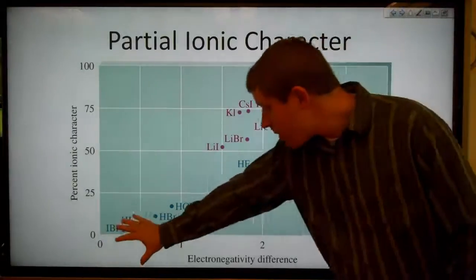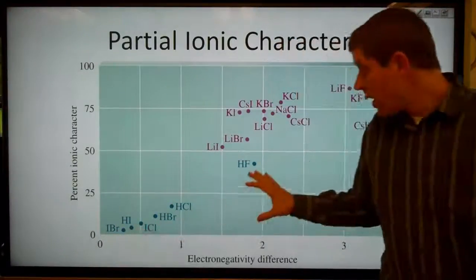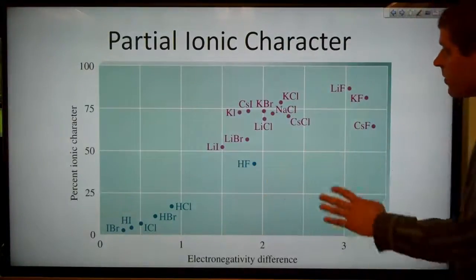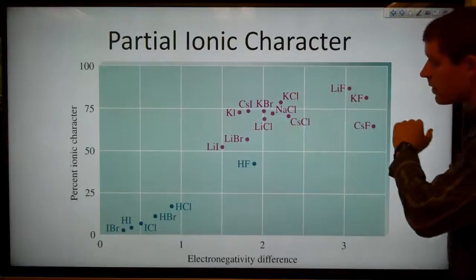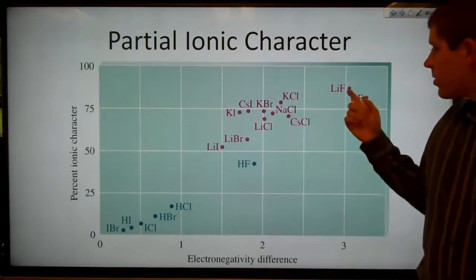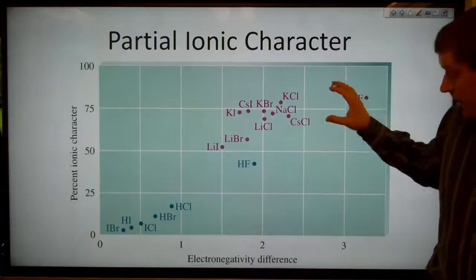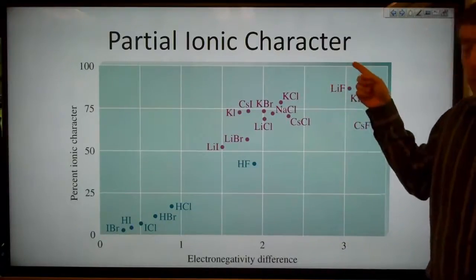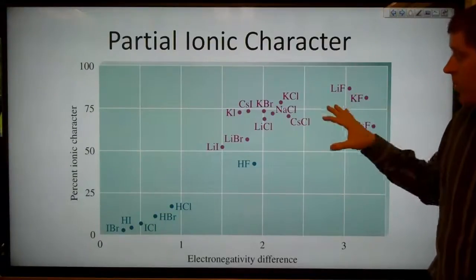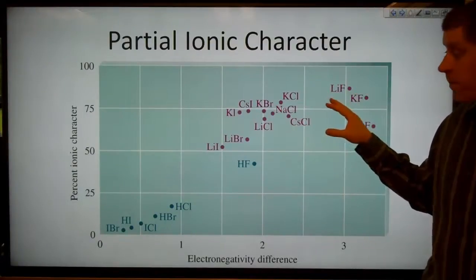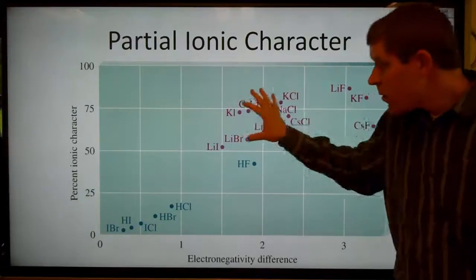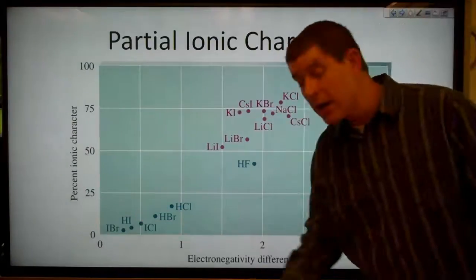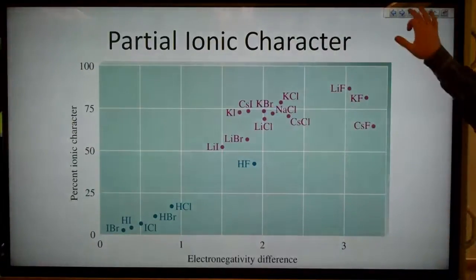But you notice, these are all covalent compounds. Now, hydrogen fluoride is really quite polar. But then you see over here something like sodium chloride, potassium chloride, lithium fluoride. These things have a very high electronegativity difference. And their percent ionic character, it's not 100%, but it's close to it. It's upwards of 70-75%. And so these we classify as ionic compounds, and these we classify as covalent compounds.